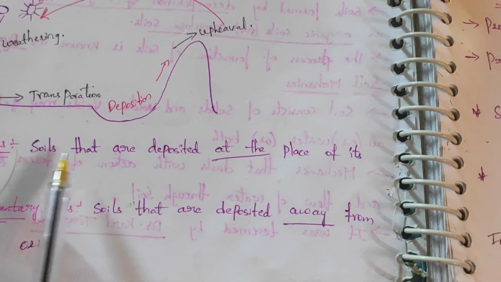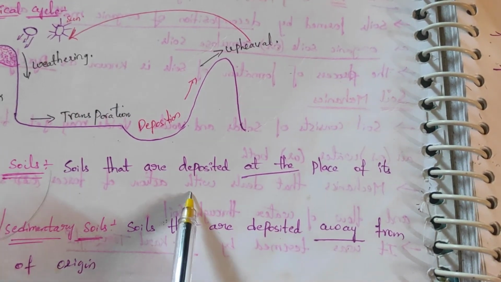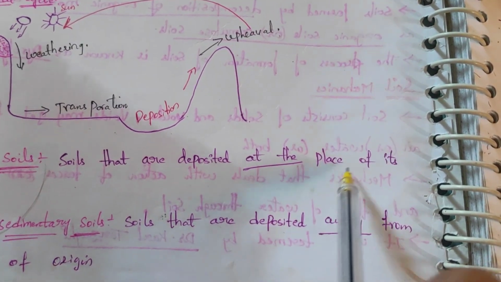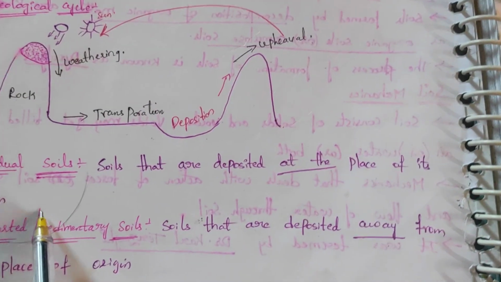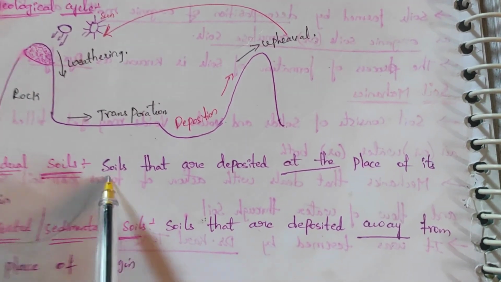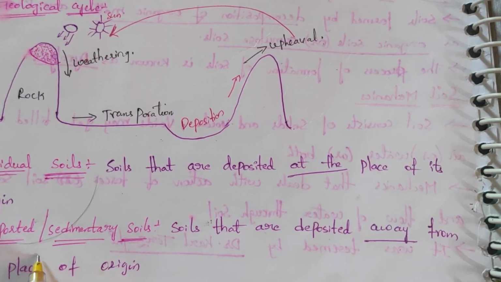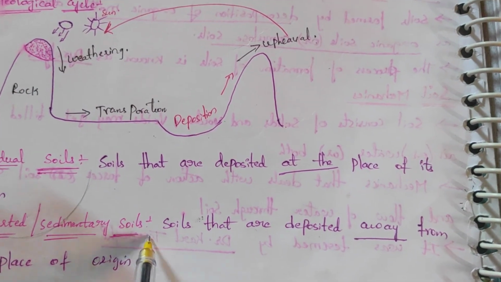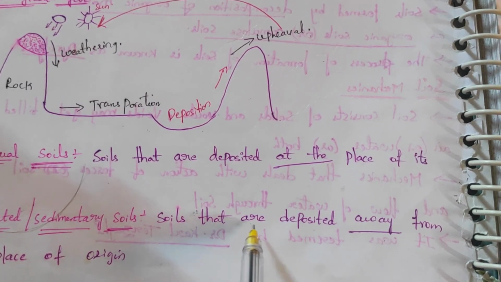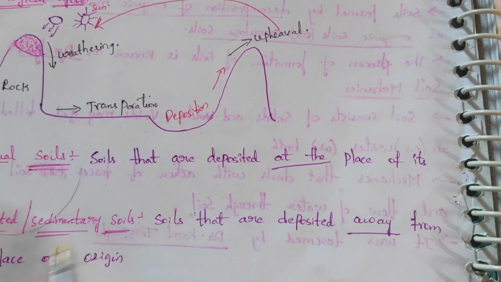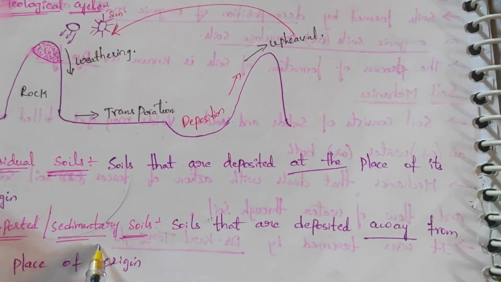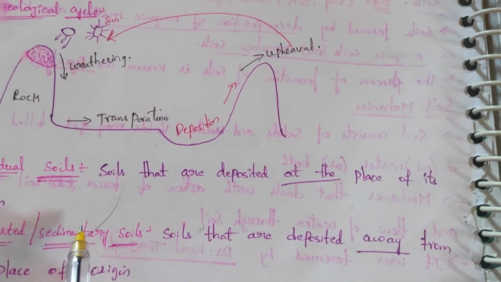Next one, residual soils. Residual soils means the soils that are deposited at the place of their origin are called residual soils. This is an important one. Next, transported or sedimentary soils. That means soils that are deposited away from their place of origin are called transported or sedimentary soils.